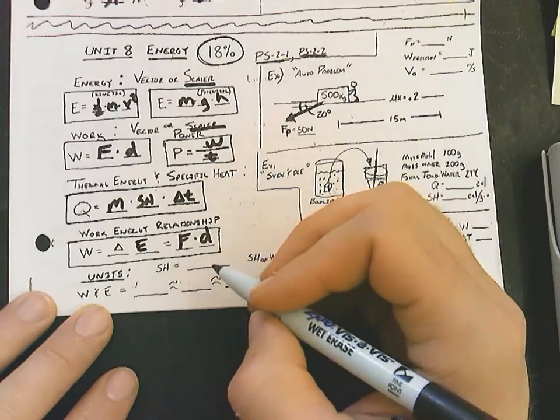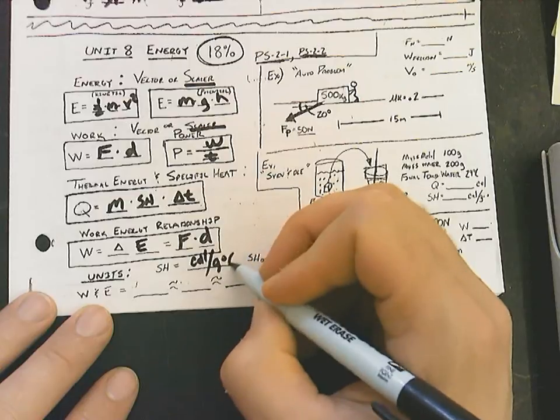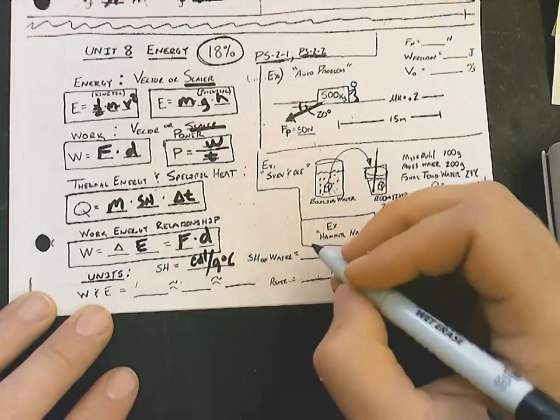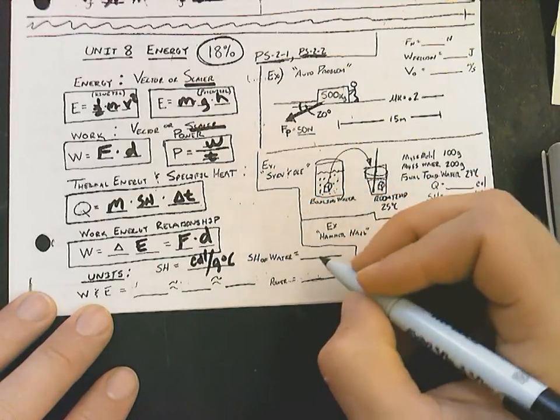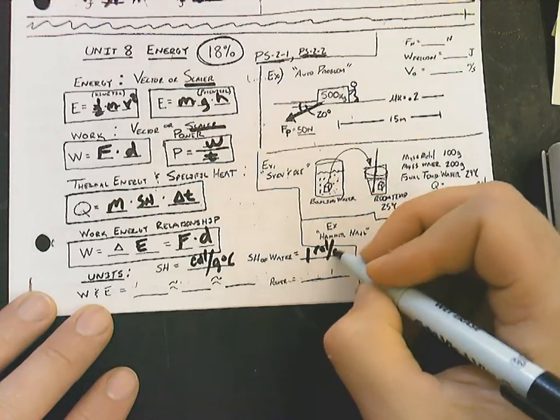Specific heat, the units for specific heat are calories per gram degrees Celsius. Every substance has a different specific heat. It's how much heat it can hold. The specific heat of water is what all other things are based on, and it's just 1 calorie per gram degrees Celsius.